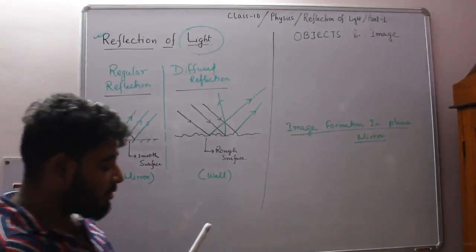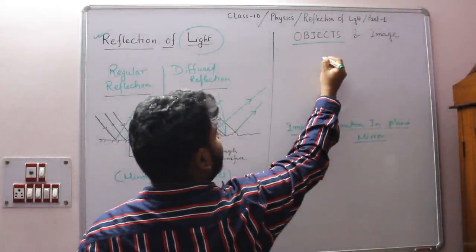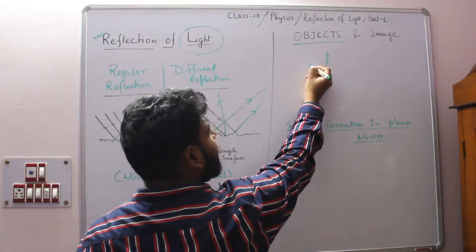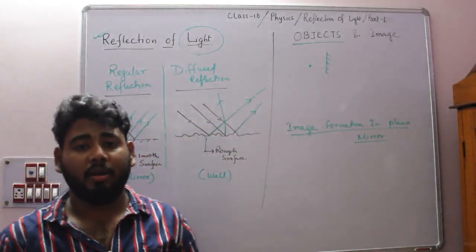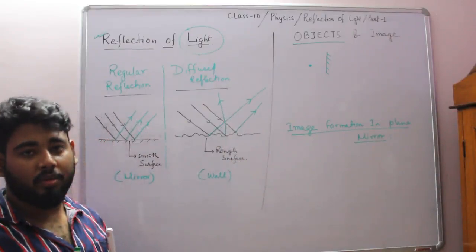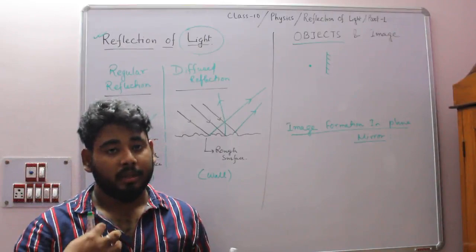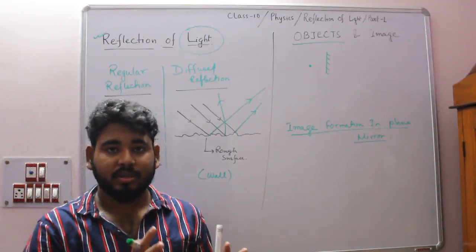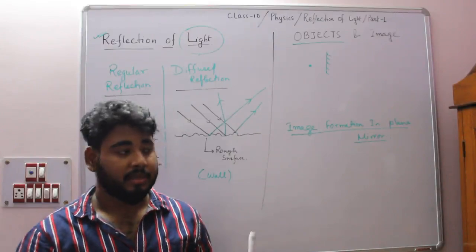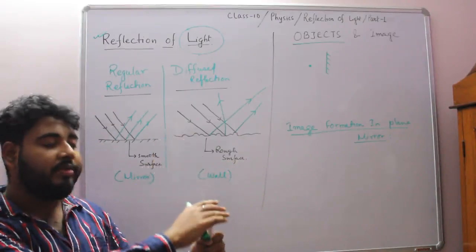Now coming to the object and image part. Suppose this is a mirror, if you bring anything in front of it, that will be an object, yes or no? Suppose you are standing in front of a mirror, you will become the object. So basically, what is the definition of an object? The object is those things, those items which will emit their own light or reflect light. Suppose you bring a candle in front of it, it emits its own light, so that becomes an object.